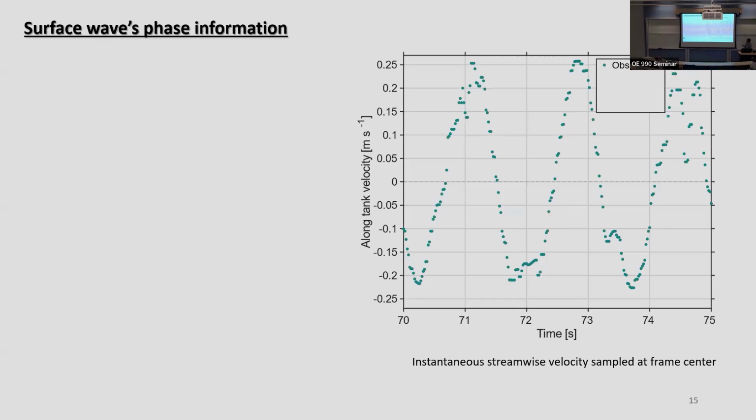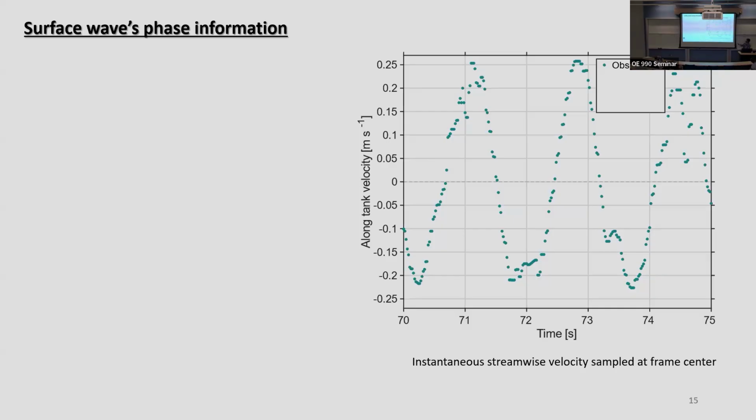Right. How do we correct for these errors? And along with correction for these errors, how do we get the elevation and the phase measurement for each spot? So for that, we sample velocity at the center of the frame, right? That's Eulerian measurement, right? Eulerian measurement of a surface wave passing through, right?